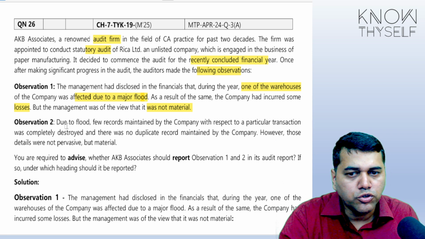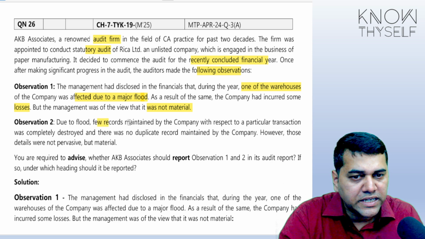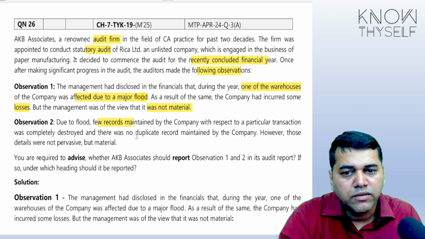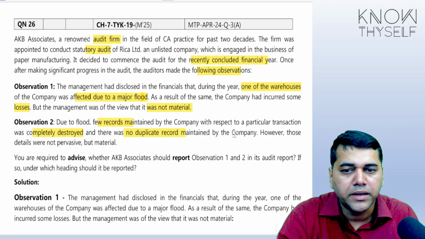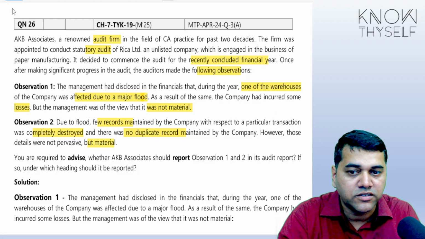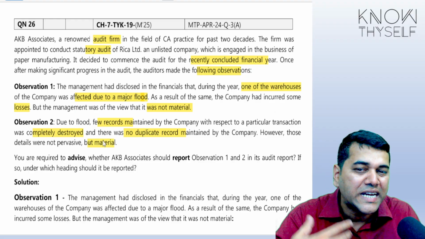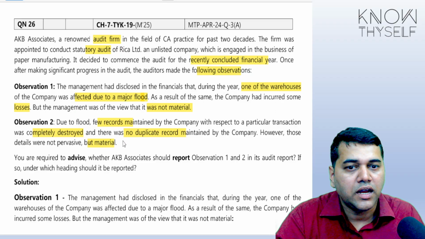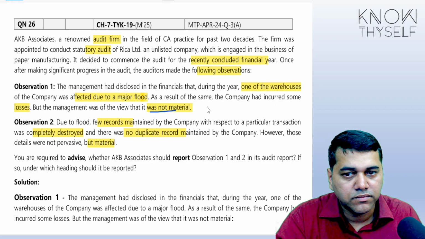Now, observation 2: due to the flood, a few records maintained by the company were also completely destroyed, and there are no duplicate records maintained by the company. They were material but not pervasive. That means this is clearly a qualified opinion because you didn't have any evidence, and this is not material only.